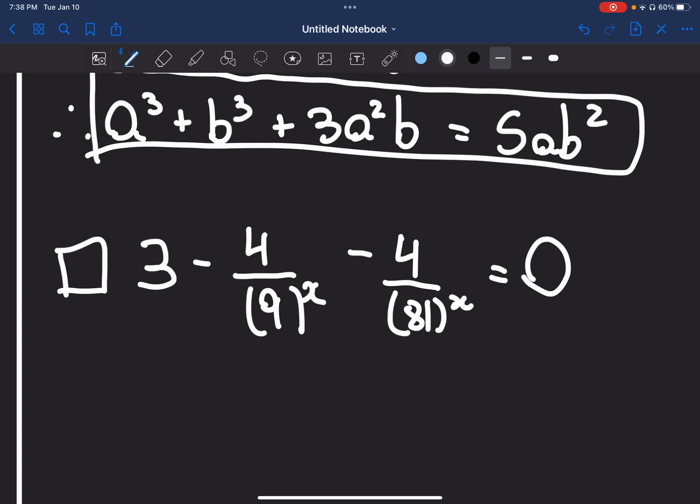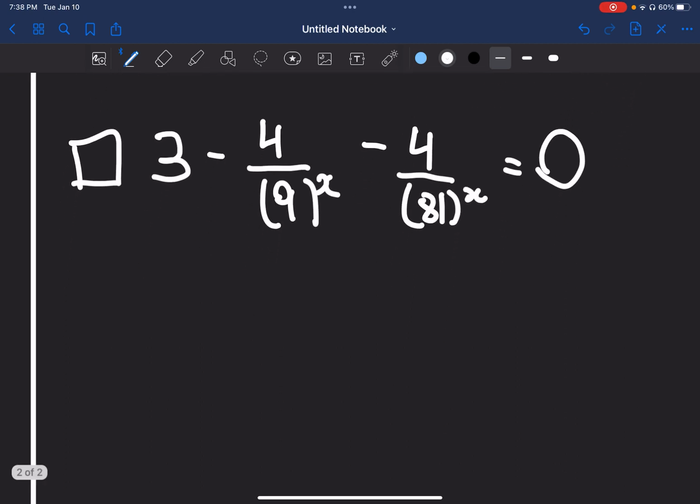So, right, we have this question: 3 minus 4 over 9 to the power of x minus 4 over 81 to the power of x. So, what can we do here? Instantly, what you want is for things to be the same.